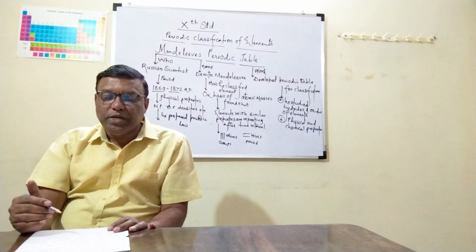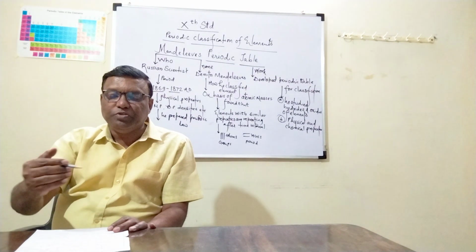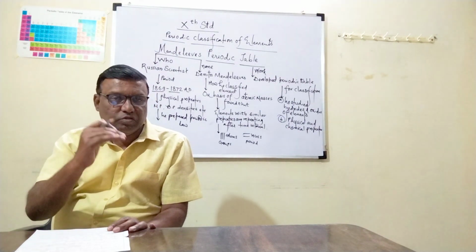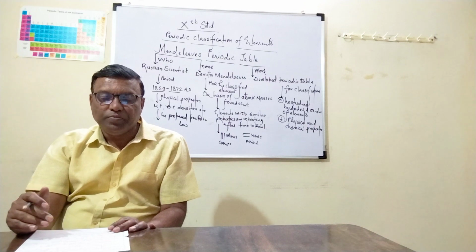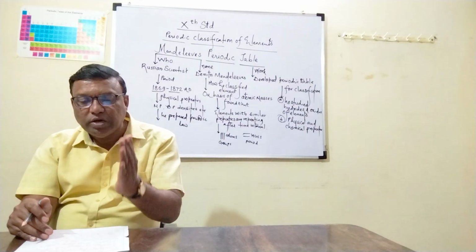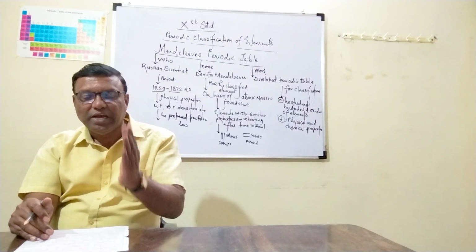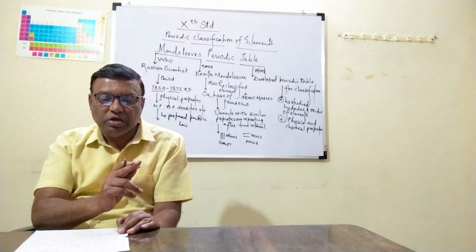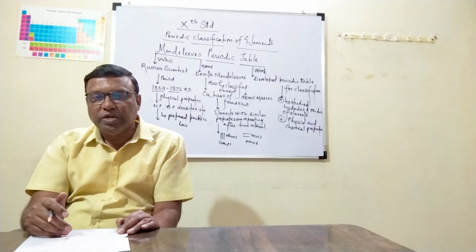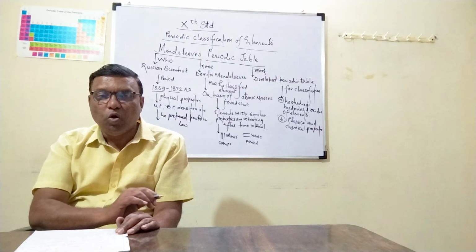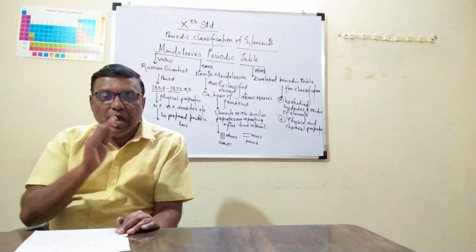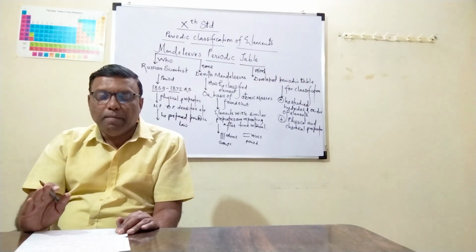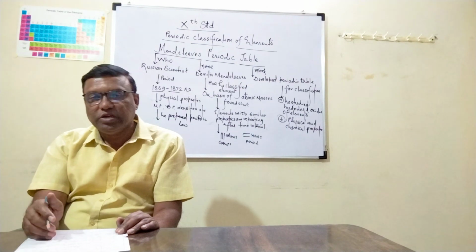Mendeleev arranged elements on the basis of increasing order of atomic masses. Mendeleev arranged all 63 elements in his periodic table, but he took one base for the classification of the 63 elements, and the base was atomic mass. According to the increasing order of atomic masses of the elements, Mendeleev arranged a total of 63 elements.